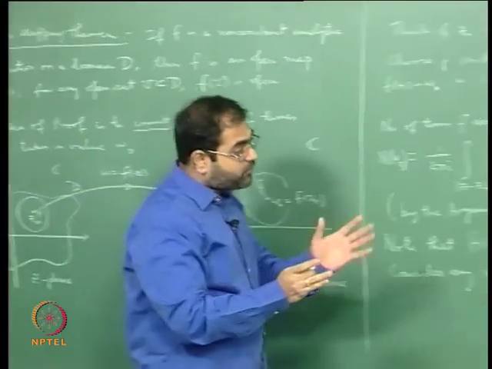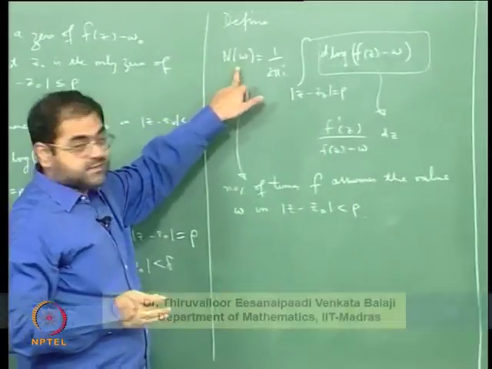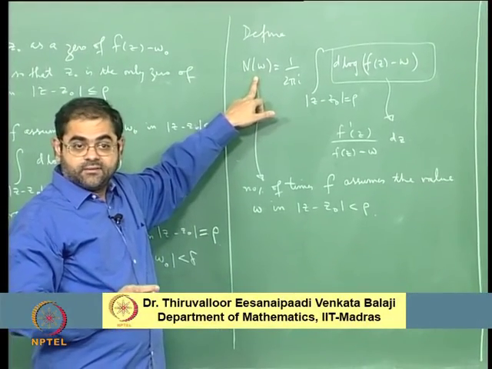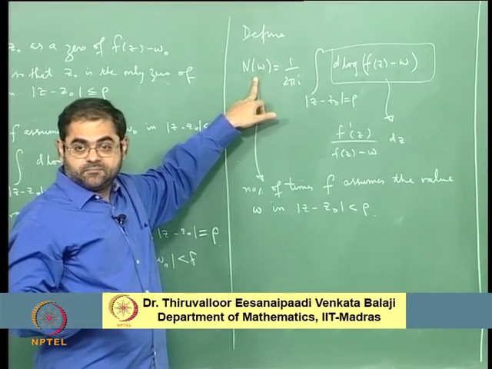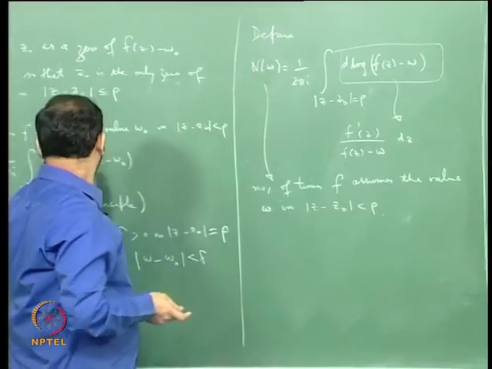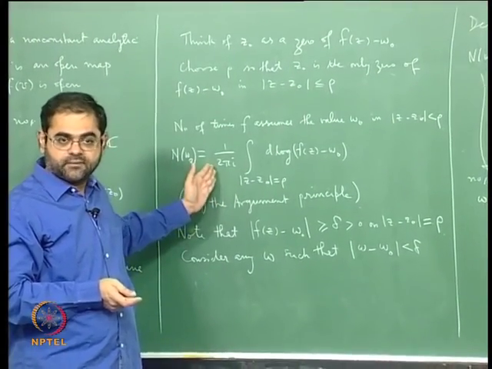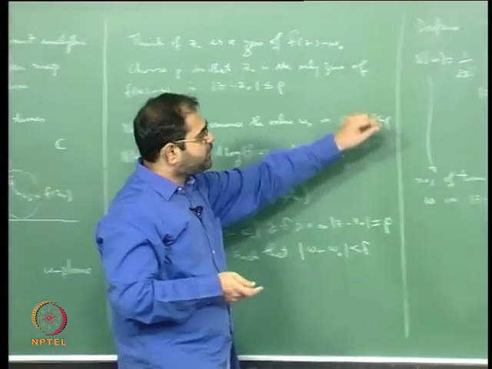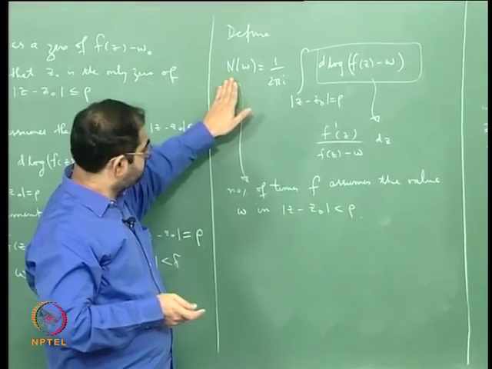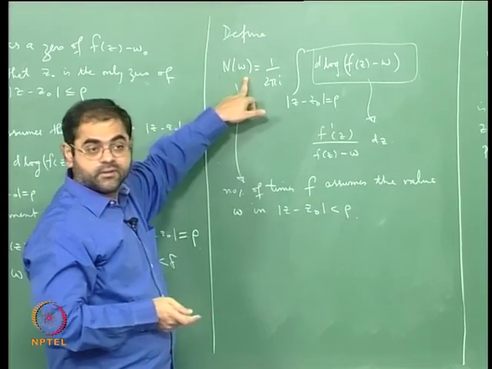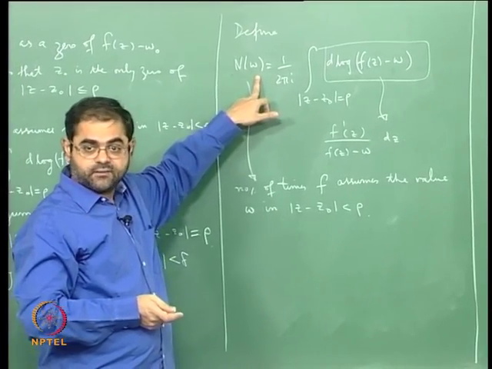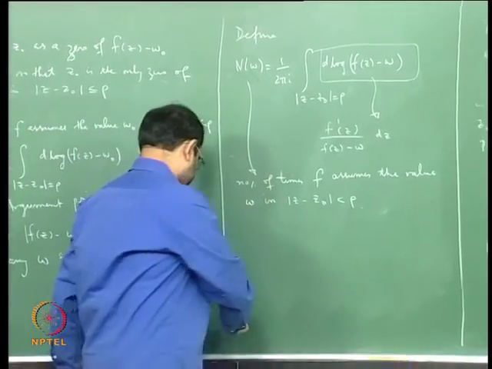So the technical point is to show that this is an analytic function, okay, and everything follows from that. And mind you, the idea is very simple, we are just using the counting principle, the argument principle, okay. So I will expand upon this in my next lecture, I will explain how to show n of w is an analytic function, okay. So I will stop here.